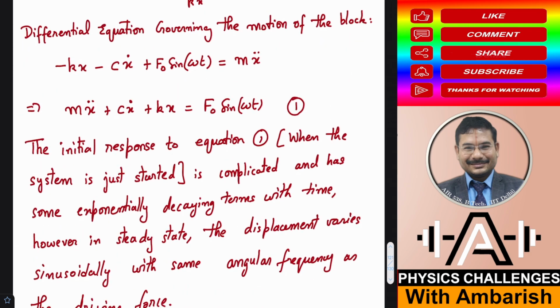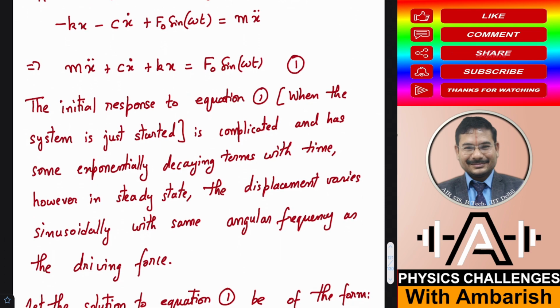So it turns out that when you switch on the system, initial response is a bit complicated. It contains some exponentially decaying terms with time. However, when you give sufficient time for the system to settle, then in steady state the system is undergoing only sinusoidal oscillations, and the angular frequency of the sinusoidal oscillations is same as the angular frequency of the driving force, that is same omega. X will have same omega as the driving force. Okay, so we are not interested in the transient solution, the initial unsteady state. We are interested in the steady state solution for our JEE purposes.